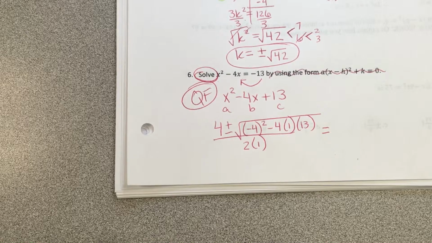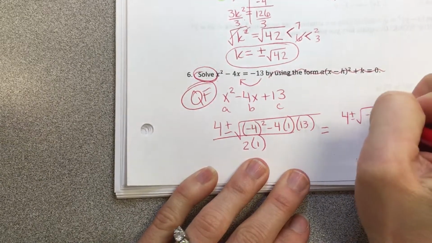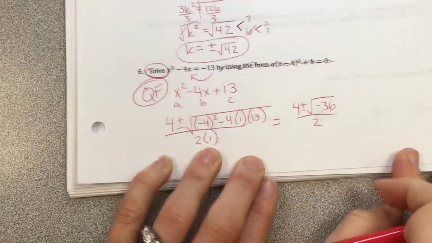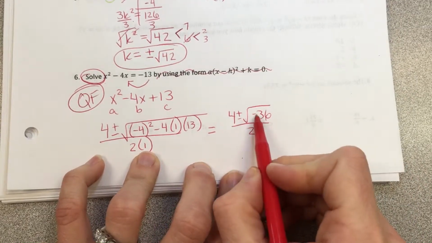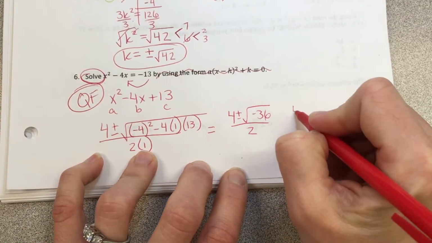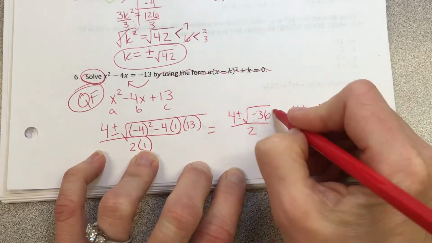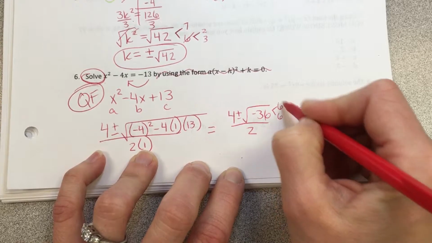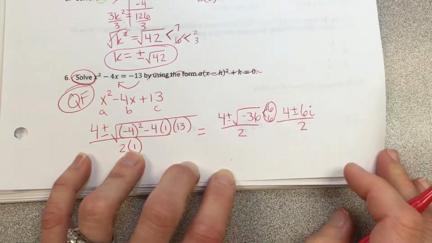What are y'all getting underneath the square root? Negative 36. Square root of a negative, pop out an i. So I'm going to write 4 plus or minus i. 36 breaks down to 6 and 6, so it's going to be 6i over 2.